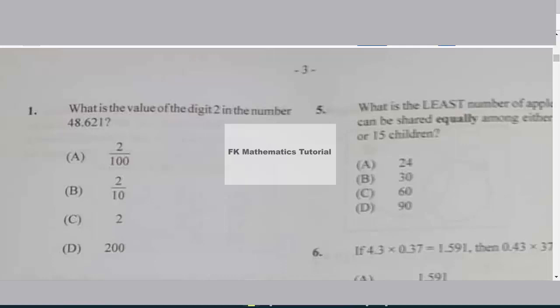CSEC exams. CSEC January 2021 Paper 1 Mathematics Paper 1. So that is what we are going to solve.